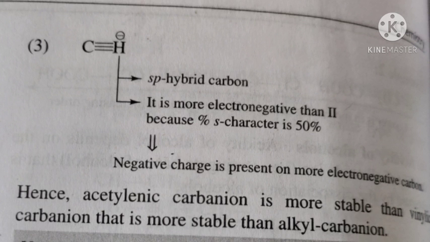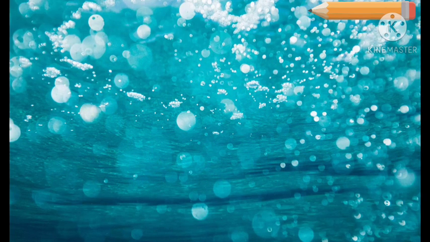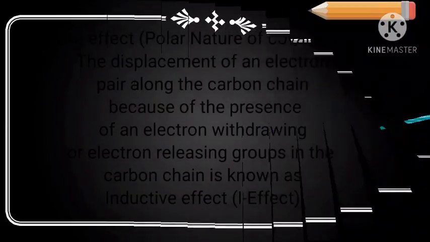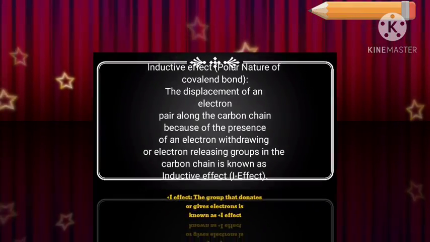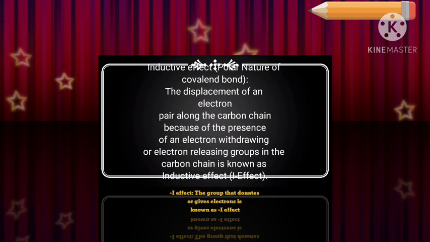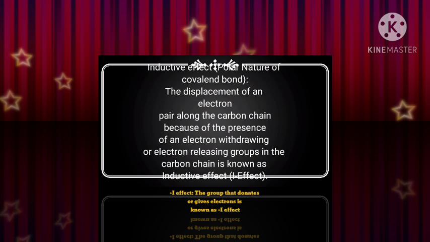This is the inductive effect. The inductive effect is the polar nature of covalent bonds. The displacement of a shared pair of electrons along the carbon chain, because of the presence of electron-withdrawing or electron-releasing groups in the carbon chain, is known as the inductive effect. The inductive effect can be divided into the +I effect and the -I effect. -I groups are electron-withdrawing groups, and +I groups are groups that donate electrons.